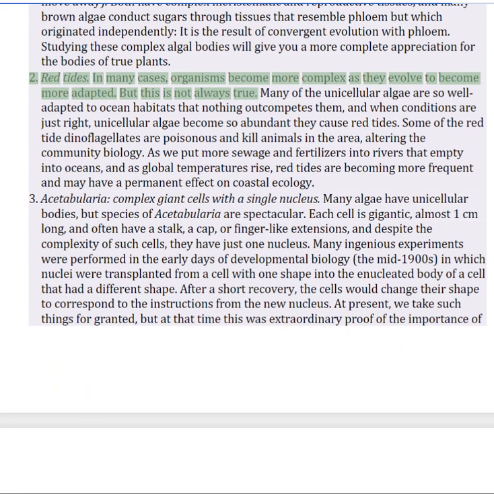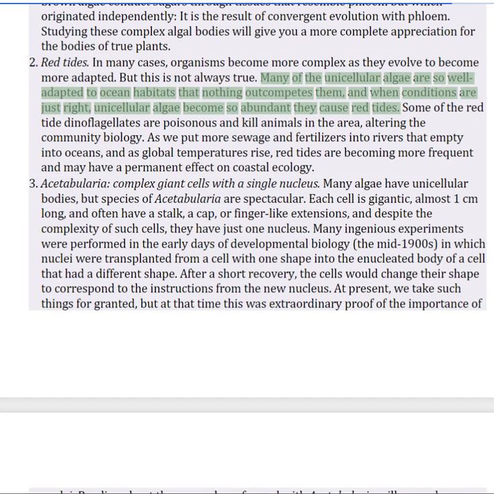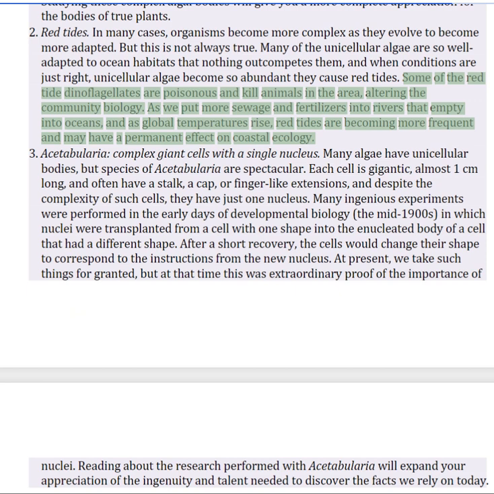2. Red tides. In many cases, organisms become more complex as they evolve to become more adapted. But this is not always true. Many of the unicellular algae are so well adapted to ocean habitats that nothing outcompetes them, and when conditions are just right, unicellular algae become so abundant they cause red tides. Some of the red tide dinoflagellates are poisonous and kill animals in the area, altering the community biology. As we put more sewage and fertilizers into rivers that empty into oceans, and as global temperatures rise, red tides are becoming more frequent and may have a permanent effect on coastal ecology.